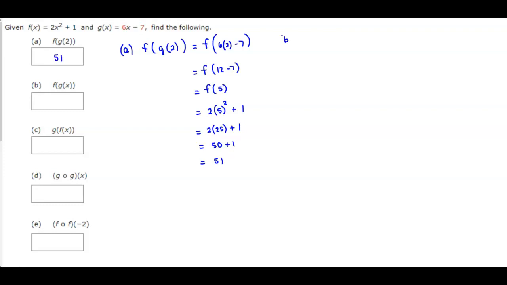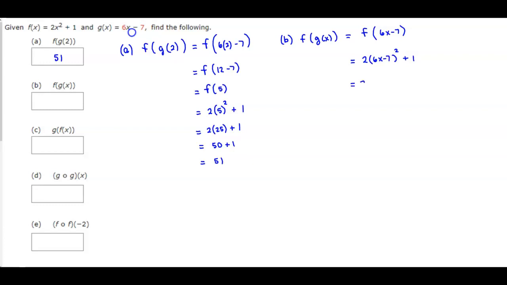Okay, for part B, we want to find f of g of x. Now, what does g of x equal? Well, g of x is equal to 6x minus 7. So 6x minus 7 is now going to be the input on f. So we're going to plug in what we have for x into f, and that is 6x minus 7.